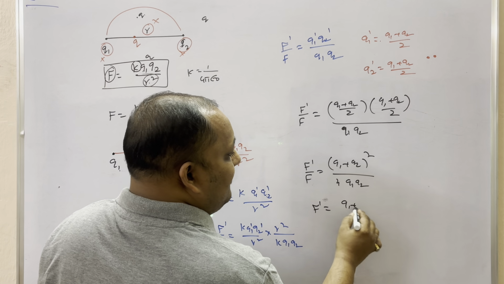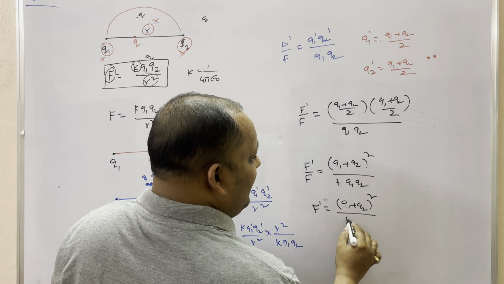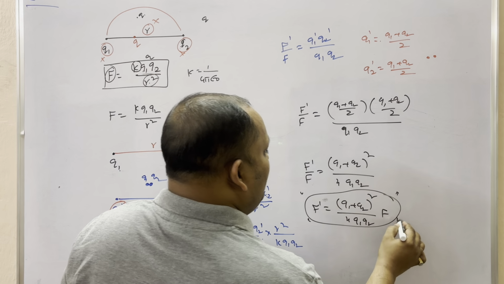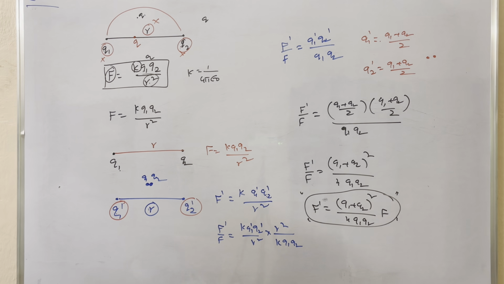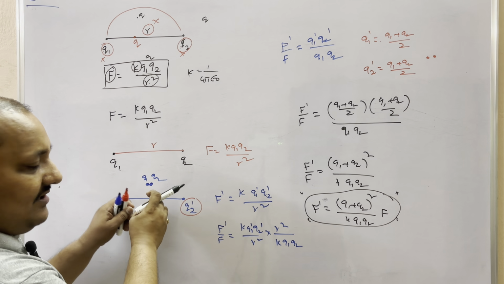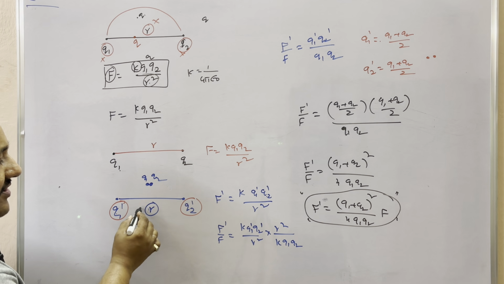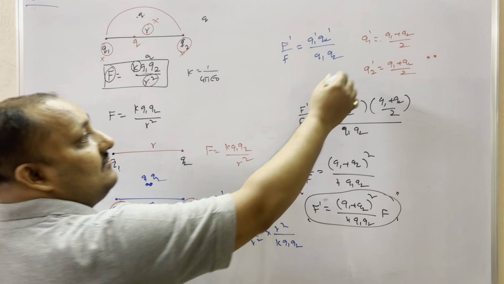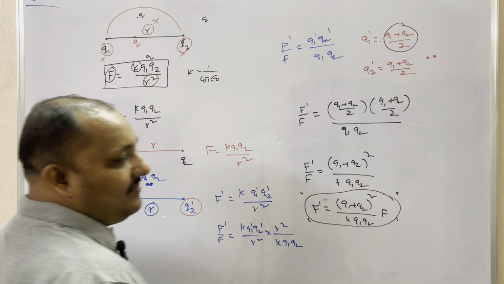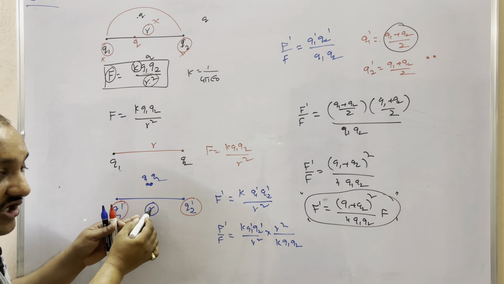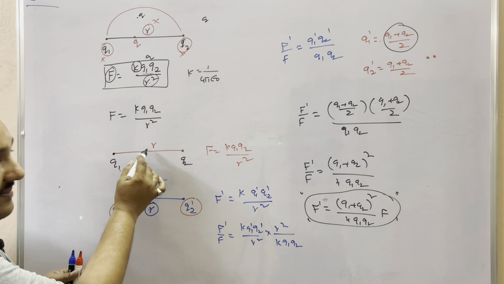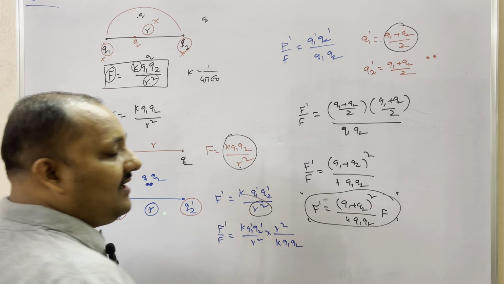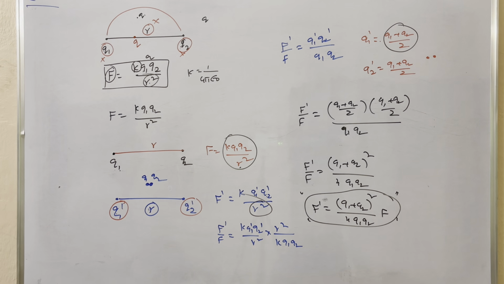Now F dash equals Q1 plus Q2 whole square by 4 Q1 Q2 into F. This is the new force between them. Very, very important model. Whenever you bring them in contact and separate again, charge is exchanged between Q1 and Q2 till their charges become equal. So this is the concept. They will give charges. Here we have not changed the separation; separation remains the same. If they change the separation, here we will take R square, here we will take R dash square.